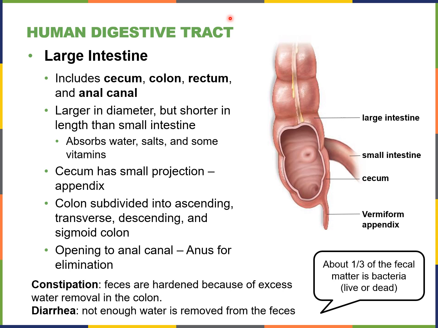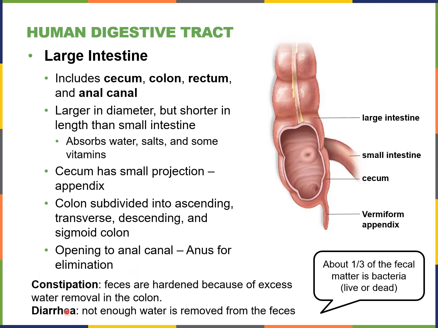Excuse me. Your cecum here has a small projection called an appendix. And then the colon is divided into ascending, transverse, descending, and sigmoid colon. Not too important for you to know right now. And then we have the opening to the anal canal, the anus, and that's to eliminate the other drier waste that we then have turned into feces.